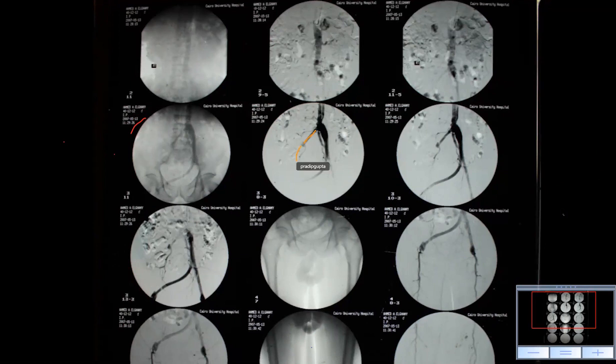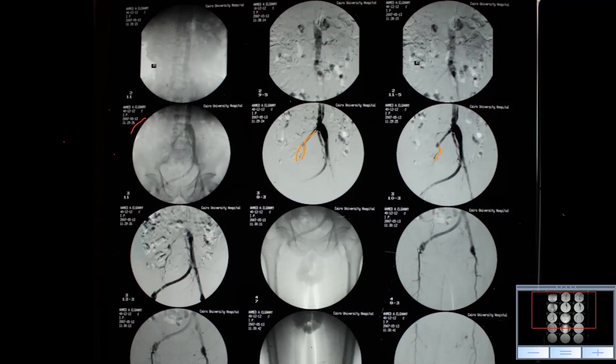Can you see the internal iliac? Yes, this one is the external iliac. The internal iliac, not the external, the internal iliac. The external is blocked. This one, in another image I will show it. This one is the internal iliac. Do you want to erase? Exactly. So the right external iliac is blocked. Yes. Okay.